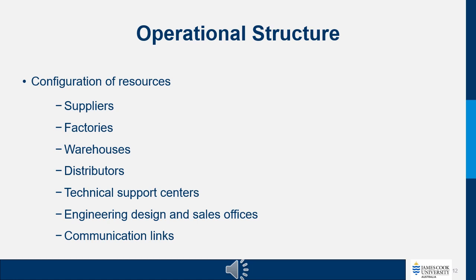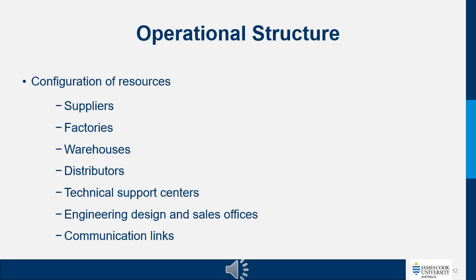So the operational structure refers to the configuration and arrangement of various resources and components within an organization's operations. It encompasses the physical and organizational elements that contribute to the functioning of the business. Here is a brief of this configuration of the resources.